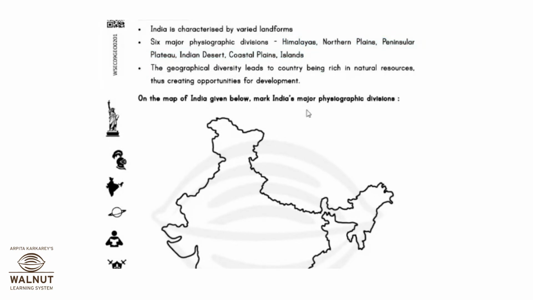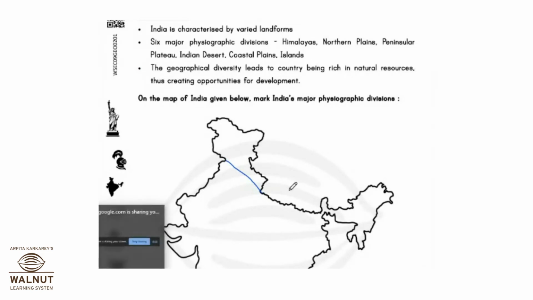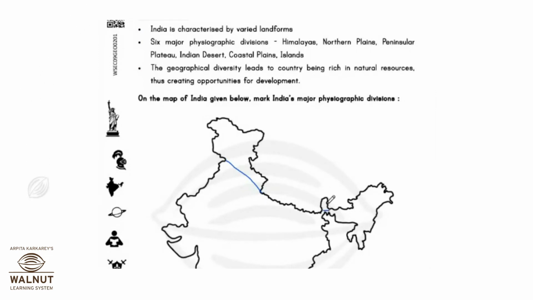So where will you mark the Himalayas? Mark India's major physiographic features. I'm doing the marking with you. First, draw a line from here till here. And this part is which feature? Yes, this is the Himalayas, and also this part of the northeastern states. It is the Himalayas.